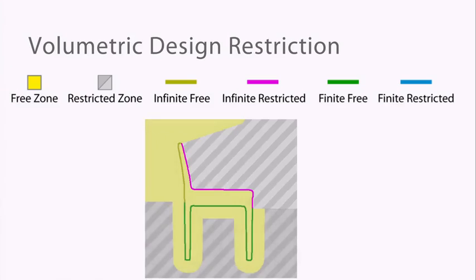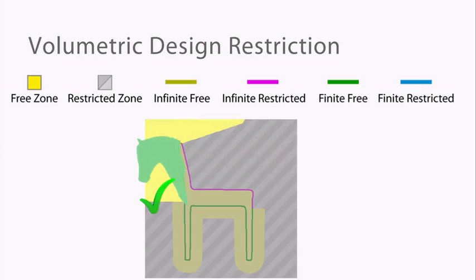Let's motivate this by showing four different cases that arise in this problem. In the region around the seating area of the chair, we want to preserve a space for someone to sit. We can't have the horse's head go there. So in this case, we want all the space around the seating region to be restricted. We call this the infinite restricted case. And for the region on the back of the chair, we can add material wherever we want. So all the space around this region is marked free. This is the infinite free case.